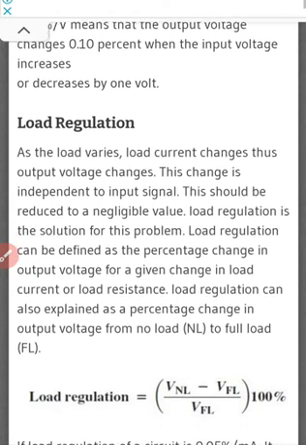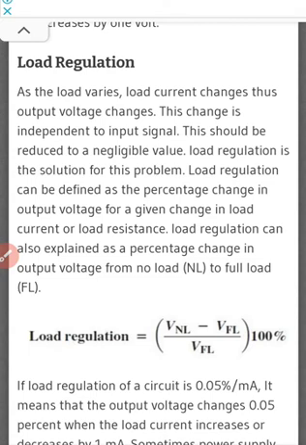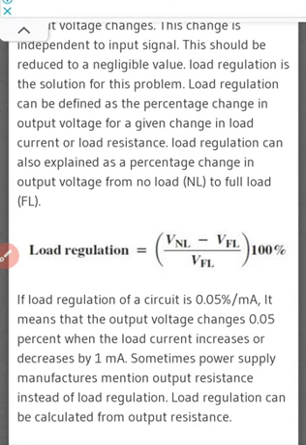Okay, so as you can see here, the load regulation is defined as VNL (no load) minus VFL (full load), divided by VFL, times 100. Here also an example is given. If the load regulation is given as 0.05% per milliampere, it means the output changes by 0.05% when the load current increases or decreases by 1 milliampere.